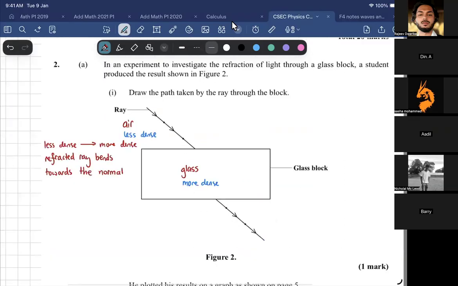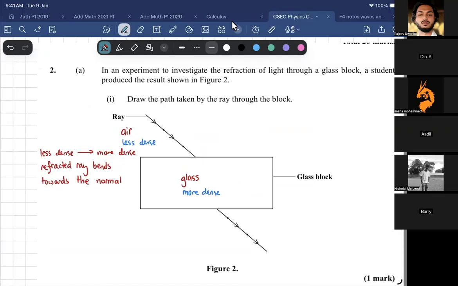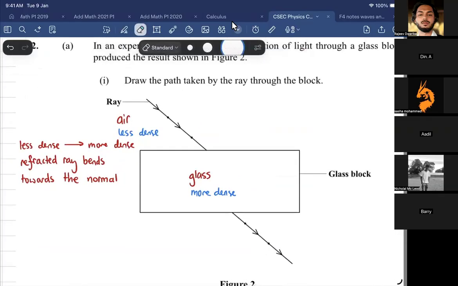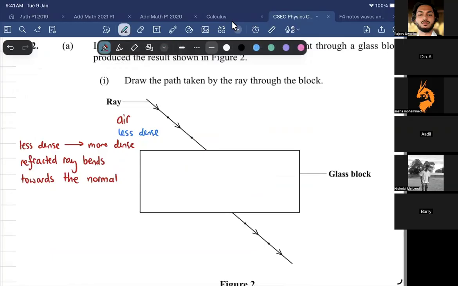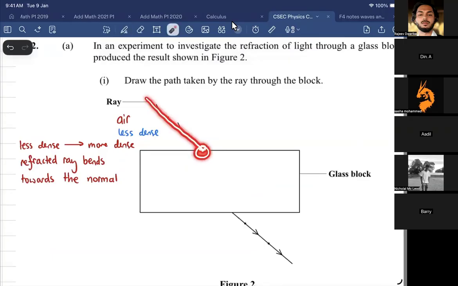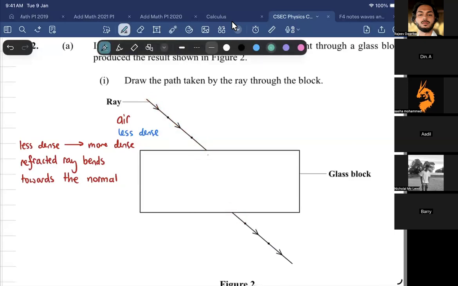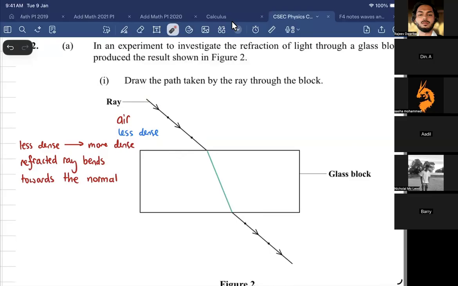And then they are saying part one, draw the path taken by the ray through the block. All right. So Nikolai, it enters at this point and it leaves at this point. So if you want to draw the path taken by the ray through the block, wouldn't you agree it's just this? Yes, sir. And you need to draw the arrow in the direction the light ray is traveling.